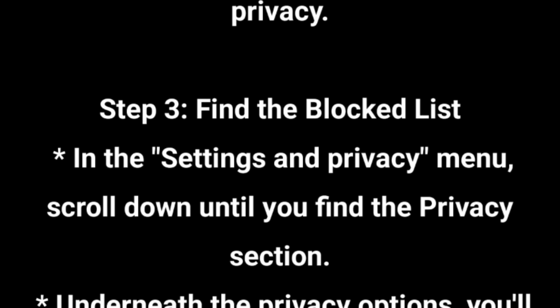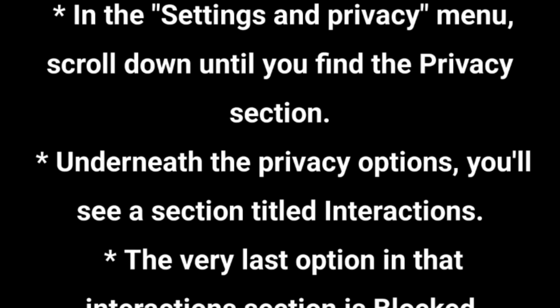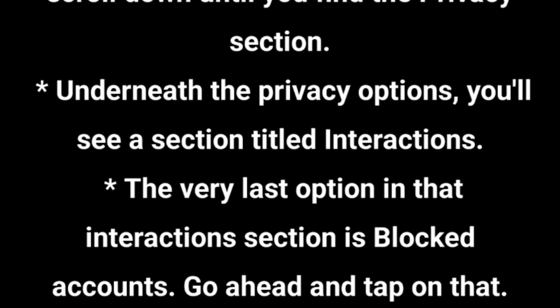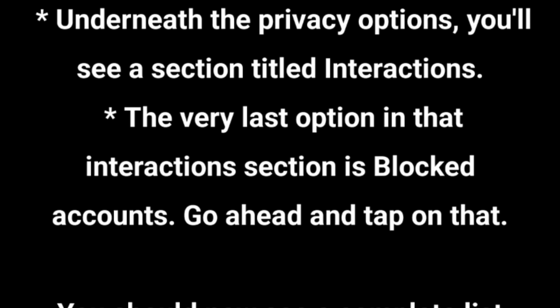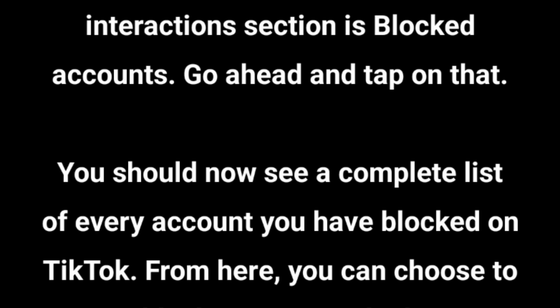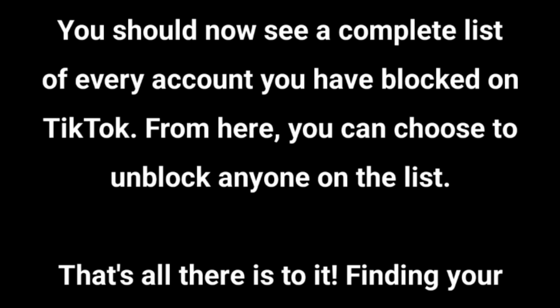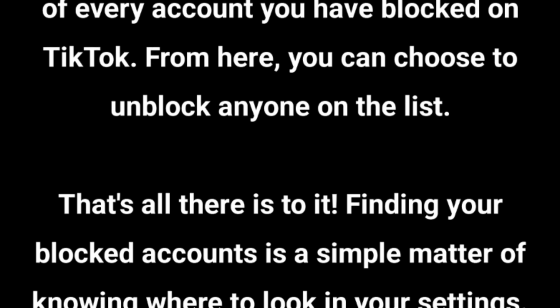Step 3. Find the blocked list. In the Settings and privacy menu, scroll down until you find the Privacy section. Underneath the Privacy option, you'll see a section titled Interactions. The very last option in that Interactions section is Blocked accounts. Go ahead and tap on that. You should now see a complete list of every account you have blocked on TikTok. From here, you can choose to unblock anyone on the list.